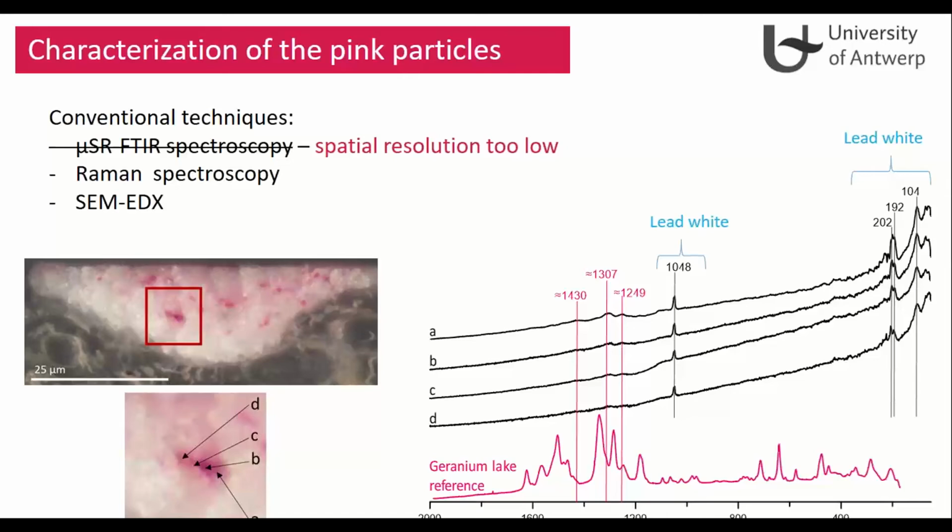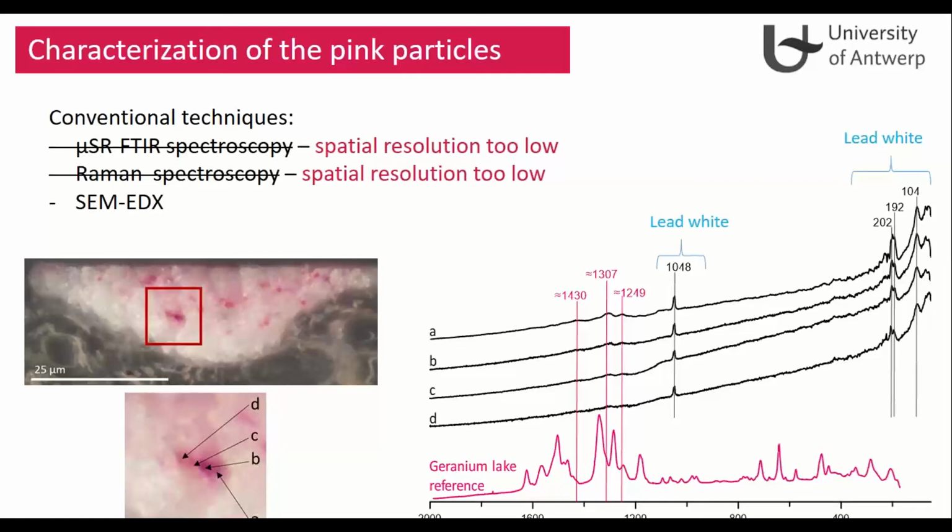However, these signals are quite small. The signals are broad. We consider that this is because the technique also does not have enough spatial resolution, and the pigment particles are quite small. So, although these bands and these signals agree with the geranium lake references, they don't allow us to discriminate unambiguously the presence of this pigment. So we discarded this technique as a definitive technique to understand the pigment composition.